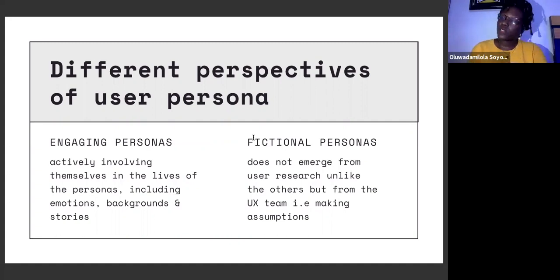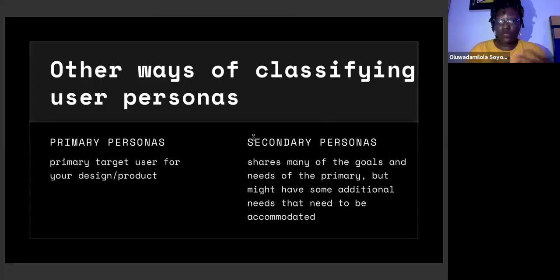There are other ways of classifying user personas, right? You have the primary personas, which are the primary target users for your design or your product. You also have the secondary personas, all right? They share many goals and needs with your primary, but are not as important as your primary target audience, okay?